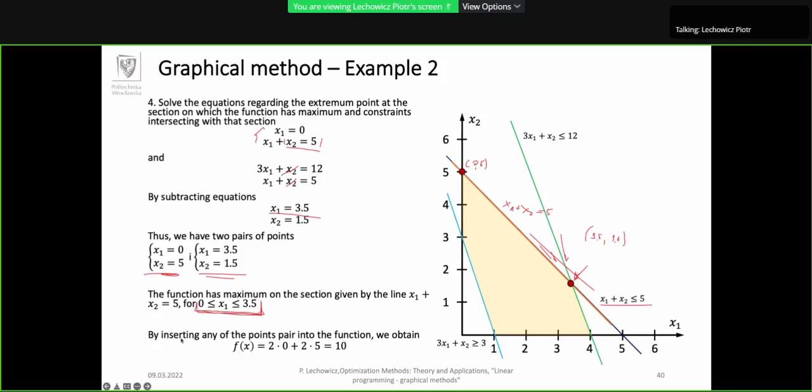So by inserting any of these points or any other point on this line into the function, we obtain the function value. So if we, for example, insert this point and compute the objective function, we know that f of x on this line is equal to 10. So this is our objective function.